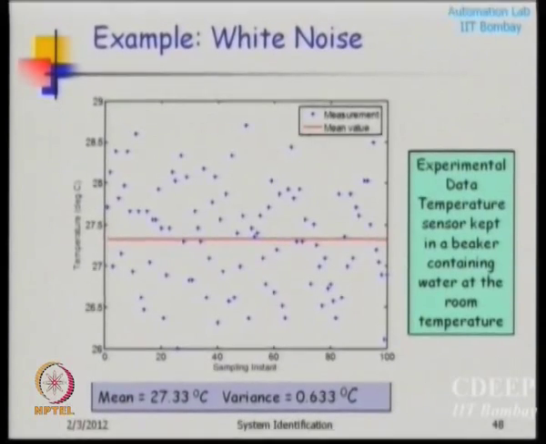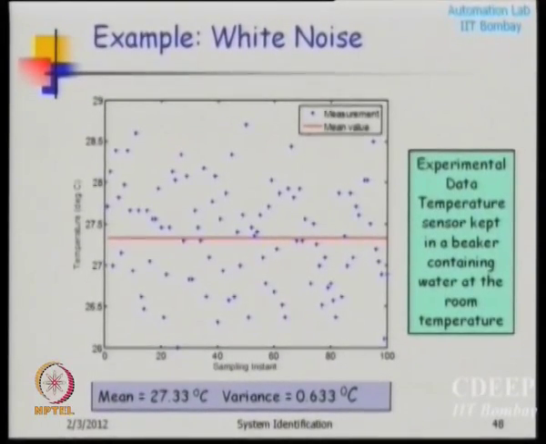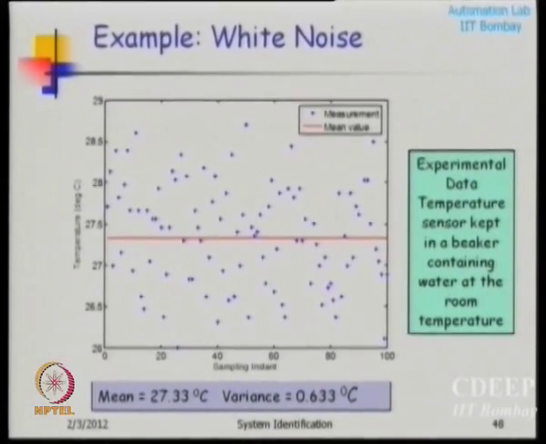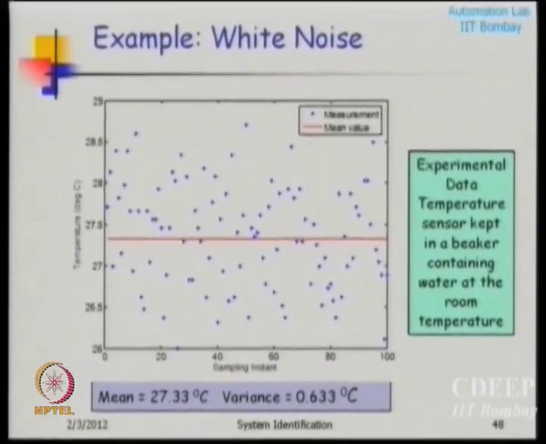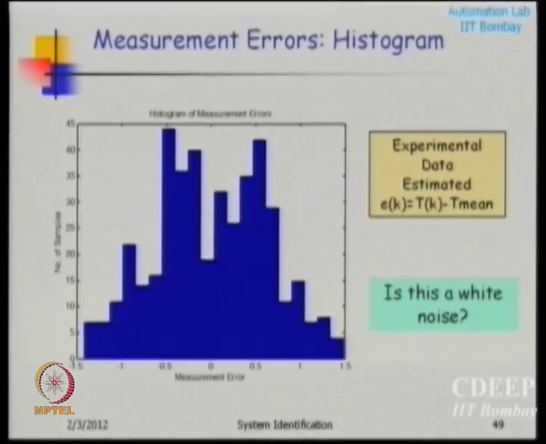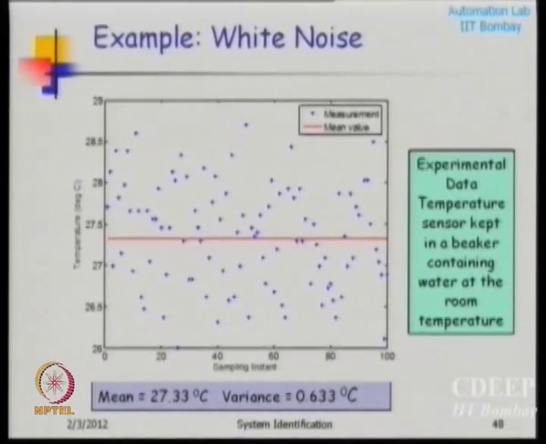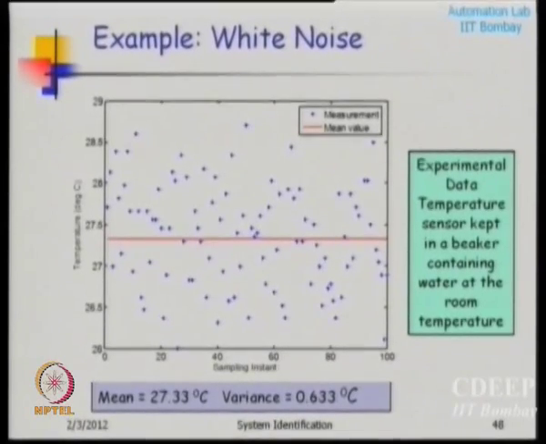Then I showed you an example from my lab. This is experimental data. A sensor kept in a beaker of water at room temperature, and the data which I get is all over the place. It is difficult to find out what the true value is, and you can appreciate that the actual temperature in the beaker is not changing, it is constant, okay. This is just a histogram of errors. What I have done is I have taken the mean value, subtracted it from each observation, and I got the errors in the measurement. Suppose we take the mean as the estimate, okay.